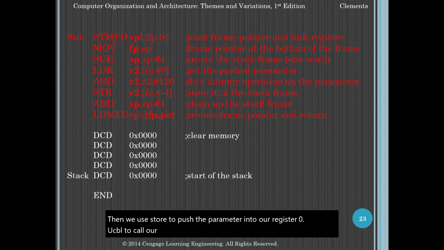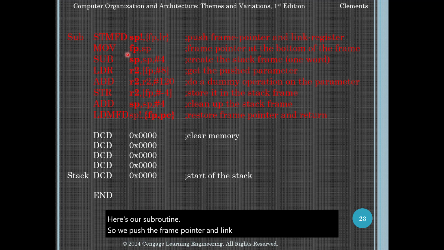Our subroutine is over here. So we push the frame pointer and link register. Frame pointer at the bottom of the frame. Create the stack frame, which is just one word, right? 4 bytes. Get the pushed parameter. Do some kind of dummy operation. Store that. Remove the stack frame, clean it up. Restore the frame pointer, and then return.